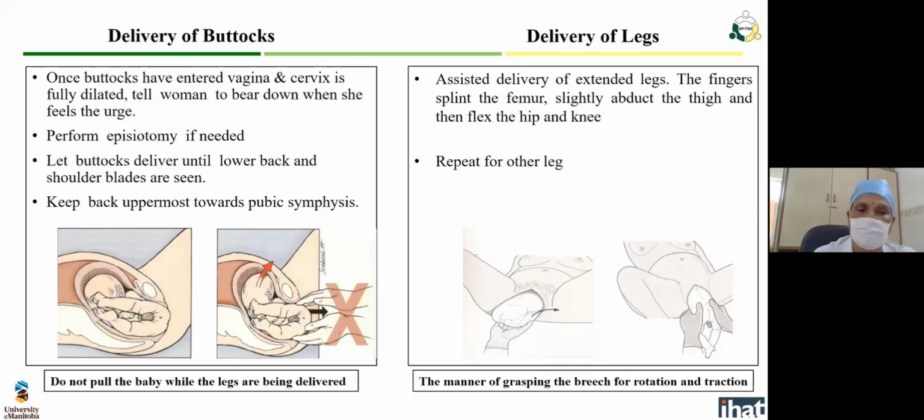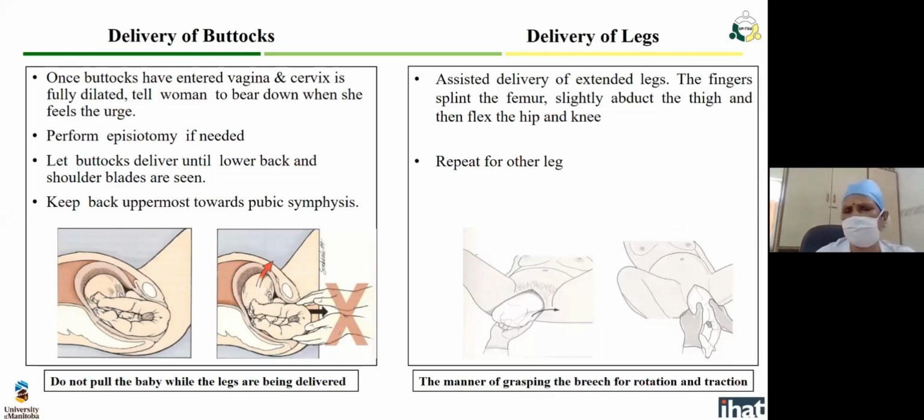Okay. If it is a flexed breech, usually the lower limbs come with the delivery of the buttock. But if it is an extended breech, sometimes the limbs are higher. So don't pull the baby. As soon as the whole of the buttock is delivered and the scapula is visible, put two fingers in the popliteal fossa and press; the knee will flex and abduct, then the footling will fall. You hold the footling and bring it down.